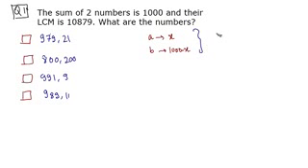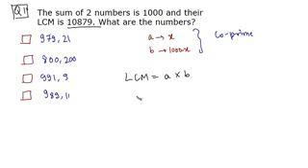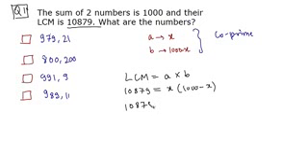Let us consider these two numbers as co-prime. Now if we consider these two numbers as co-prime numbers, we can write their LCM as their product. So LCM is equal to A cross B. Now we have been given the LCM, which is 10879. And we know the values of A and B, which are X and 1000 minus X. So 10879 is equal to 1000x minus x square.